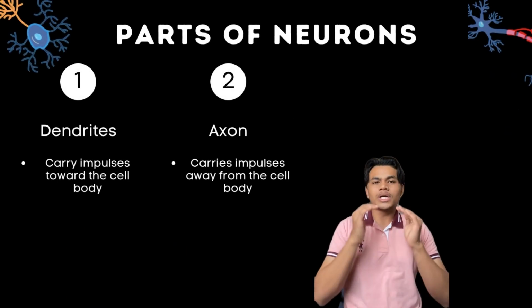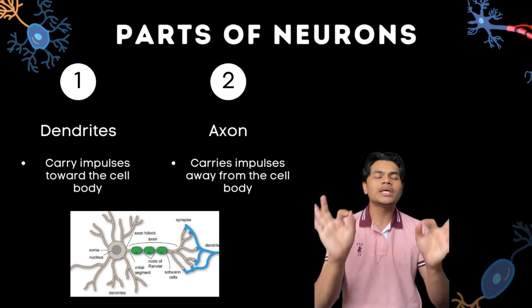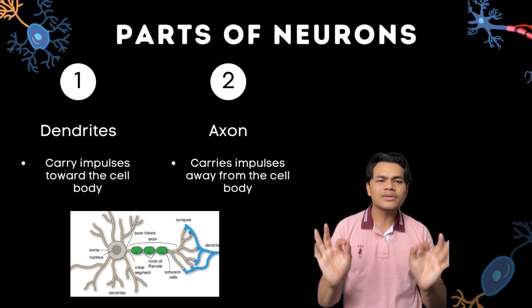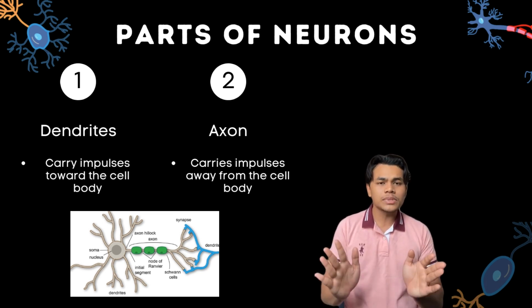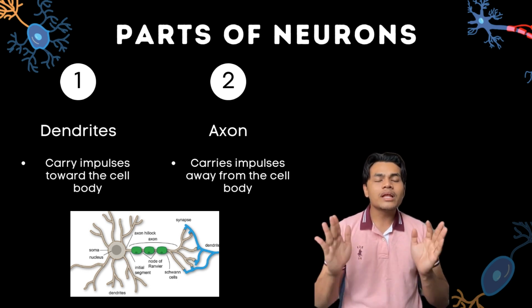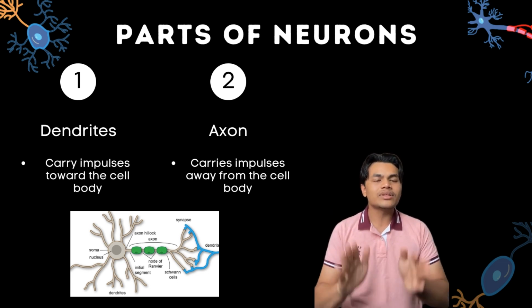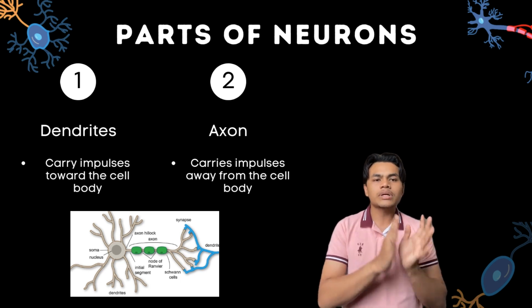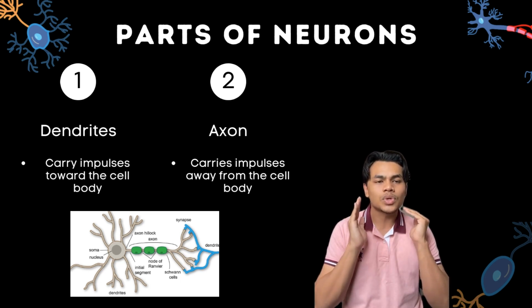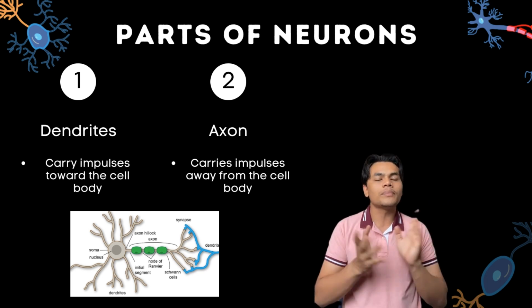Now, after we know the definition of a neuron, we should know the neuron parts. Each neuron consists of a cell body with several dendrites, a single axon and terminal end fibers. So the first one, the dendrites. The dendrites are the root-like processes that receive impulses and conduct them to the cell body. It is a structure that extends out from the cell body.